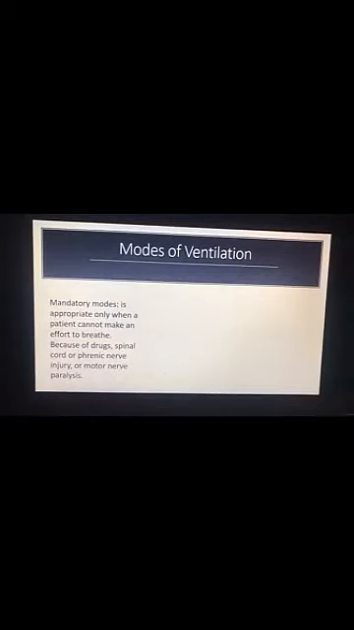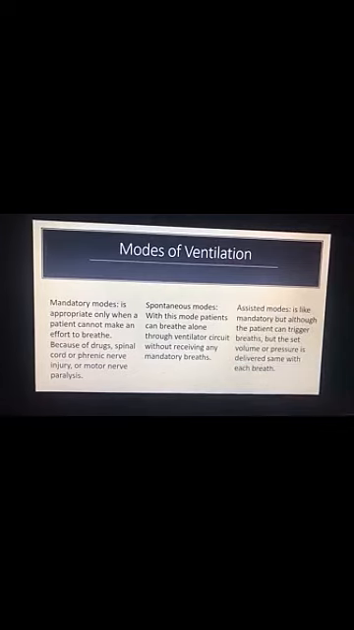Modes of ventilation. Mandatory modes: the patient breathes only when they cannot make effort to breathe because of drugs, spinal cord or phrenic nerve injury, or motor nerve paralysis. Spontaneous modes: with this mode, patients can breathe alone through the ventilatory circuit without receiving any mandatory breaths. Assisted modes: like mandatory, but the patient can trigger breaths, and the set volume or pressure is delivered the same with each breath.